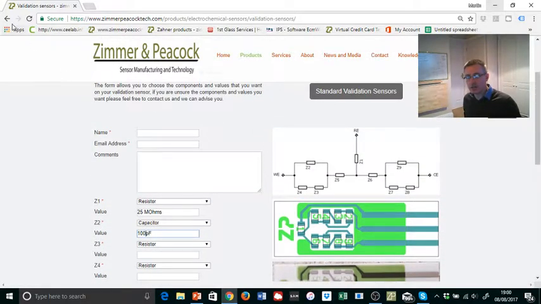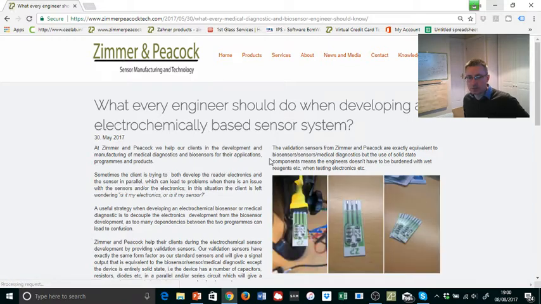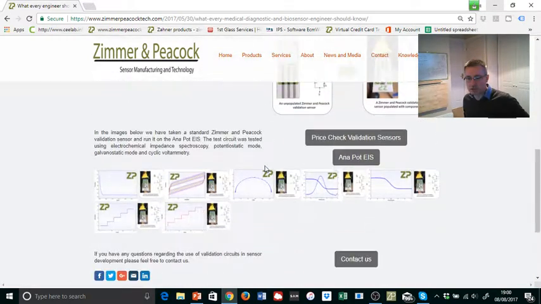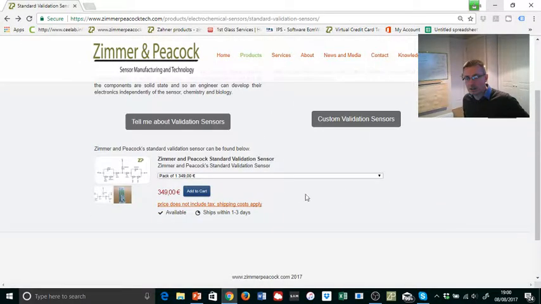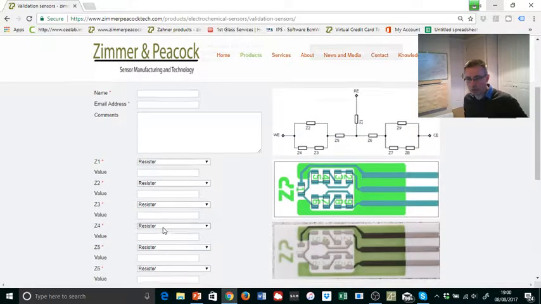And then there's two ways of getting a validation sensor from us. It's just our standard product, and there's a bit of a description about what the validation sensor is meant to be there. We have some test data against the validation sensor. Or really, for most people, it's going to be custom validation, because we don't know what the equivalent circuit that best reflects your biosensor is. And if you don't know, then it's probably best giving us some raw data, and we'll talk to you online about it and then determine what these values are.